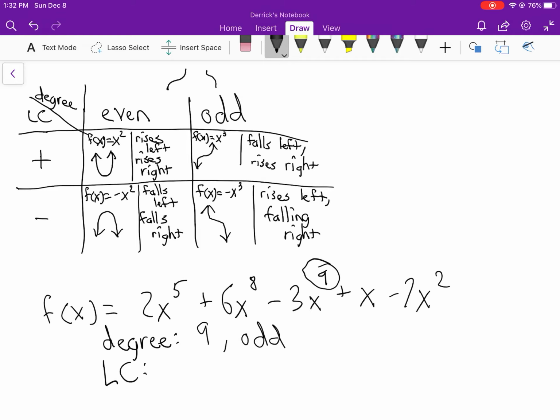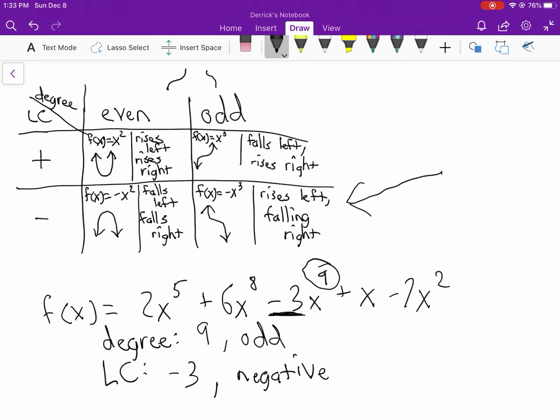Because 9 is my degree, my leading coefficient has to be the number that is in front of that x. So it would be this -3 right here. Looking at our chart, the only thing I care about with my leading coefficient is whether it's positive or negative. In this case, it's certainly negative. So if I have an odd degree and a negative leading coefficient, that would mean I'm looking at this bottom right part of my chart.